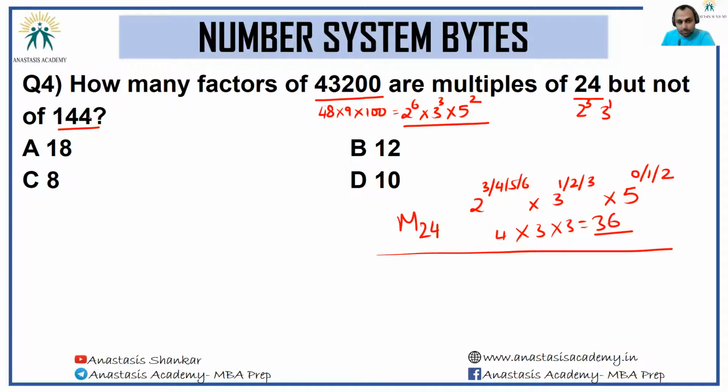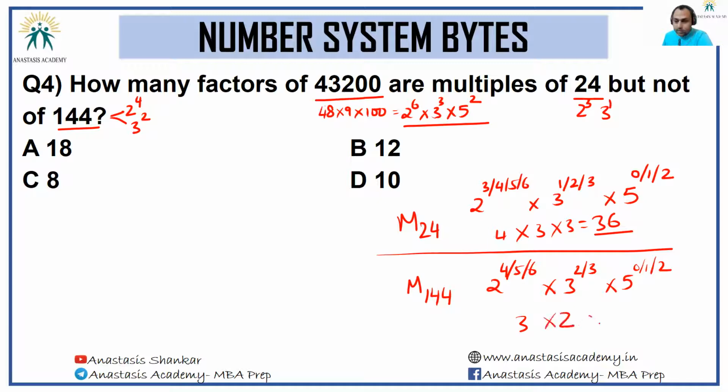Let us now find out factors that are multiples of 144. This is 16 into 9. So 2 raised to the power 4 and 3 raised to the power 2. So if I'm looking at multiples of 144, that will be given by 2 raised to the power 4 or 5 or 6. Powers of 3 will be 2 or 3. Powers of 5 are unconstrained, so 0, 1 or 2. So here we get 3 into 2 into 3. I get 18 such factors. So from the multiples of 24, if I remove multiples of 144, I will be left with 18 numbers. And that is the answer in this case.